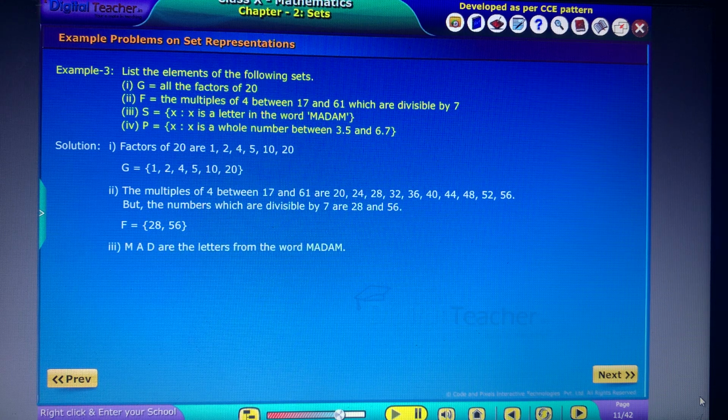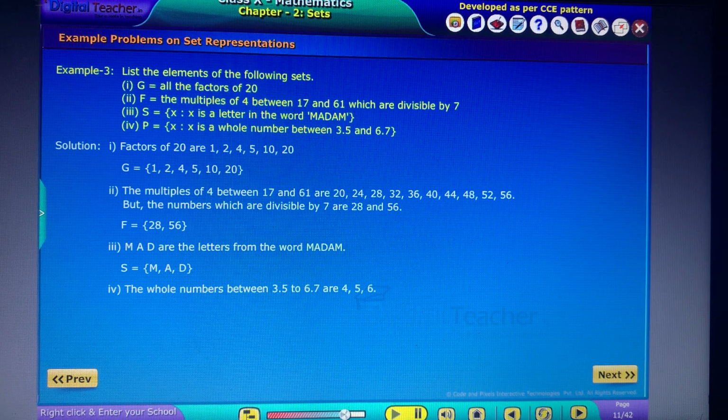M, A, D are the letters from the word madam. We can write the elements of the set as shown on screen. The whole numbers between 3.5 and 6.7 are 4, 5, 6. We can write the elements of the set as shown on screen.